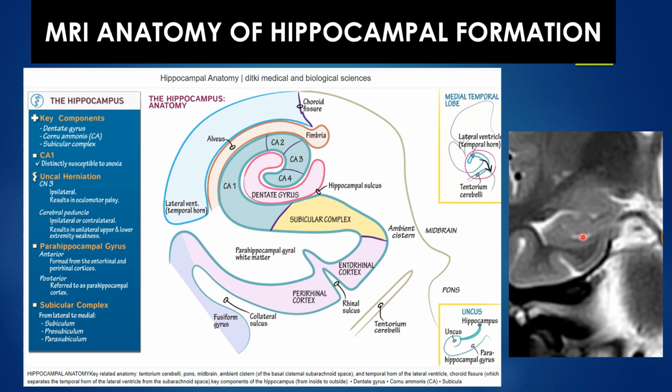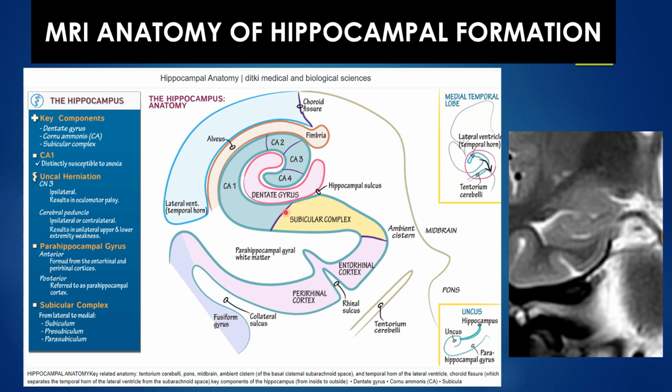Okay, and then further as you go up superiorly, this is the ambient cistern, which is basically between the pons and midbrain. The ambient cistern is going to open into the lateral ventricle temporal horn through the choroid fissure. So this is the ambient cistern, this is the lateral ventricle temporal horn, and the choroid fissure is going to be somewhere here. We'll see it later actually.